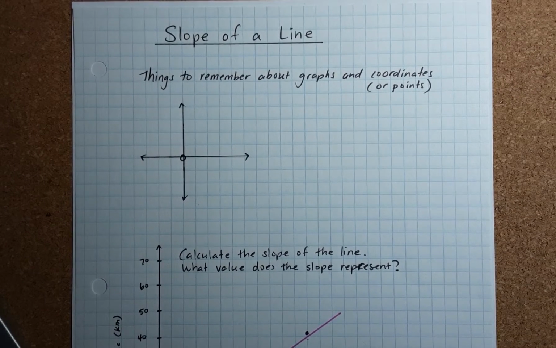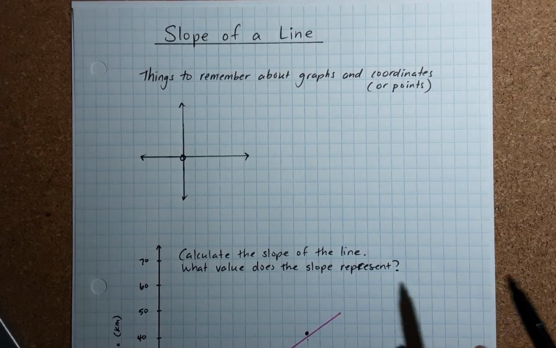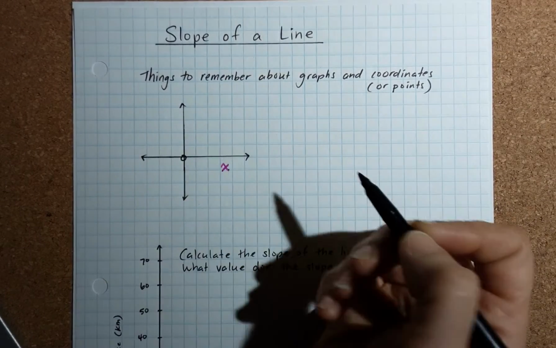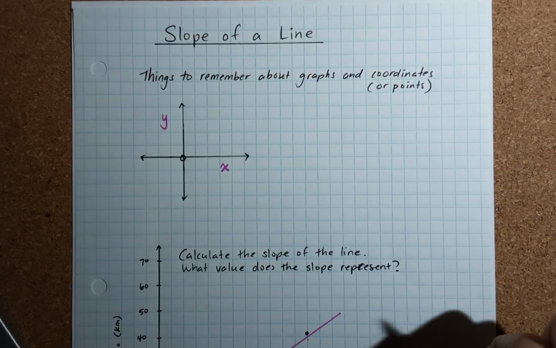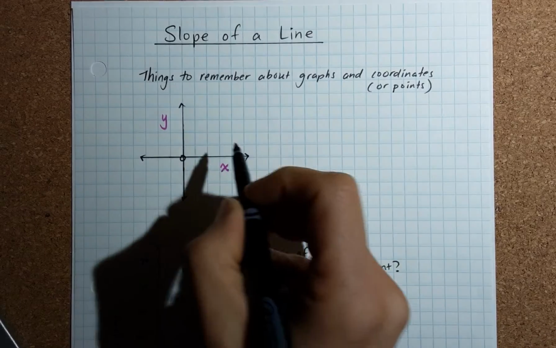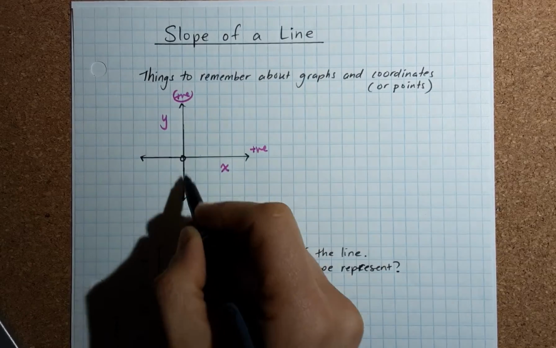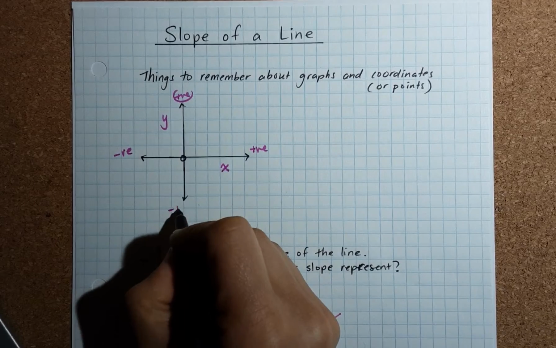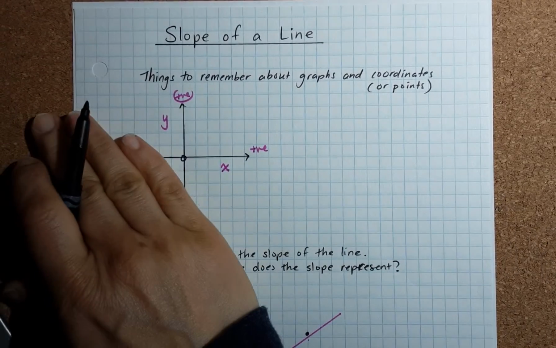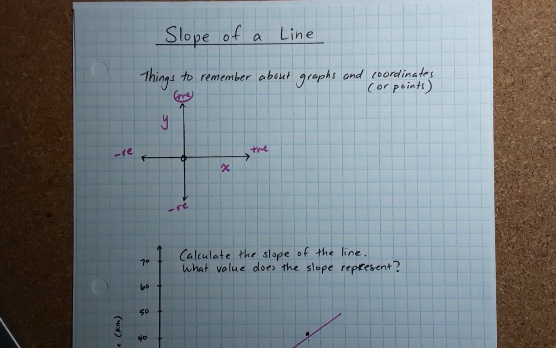So let's talk about slope of a line and things you need to remember about graphs. Okay, one of the things you need to remember is which is x and which is y. Okay, this is the x direction and this is the y direction. Okay, so these go up here as positive values, right? And when you're below the axis or to the left, these are negative values. Really, in science, we won't use these, but I'm just doing this because you do it in math as well. So we might as well not leave it out.